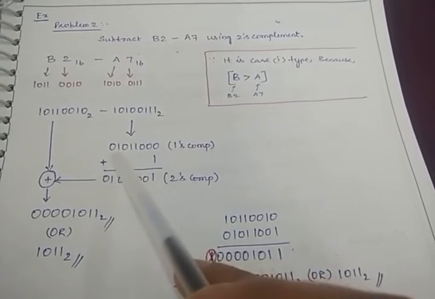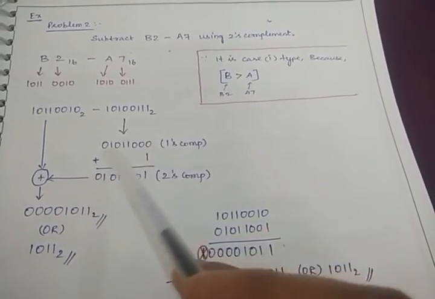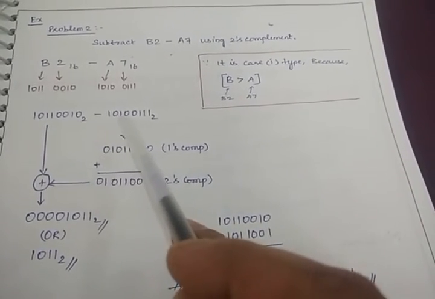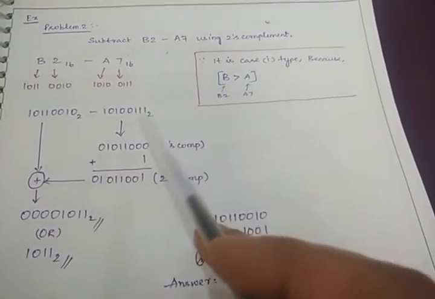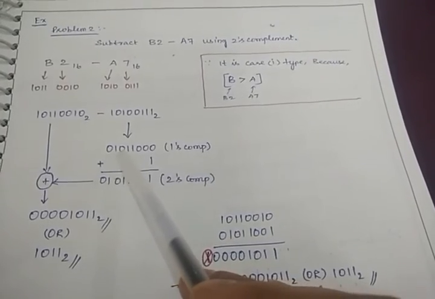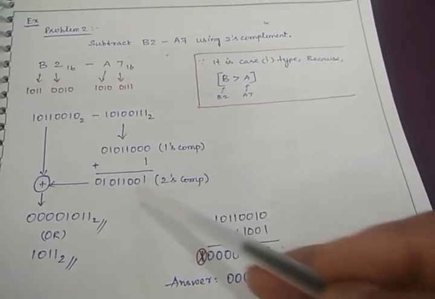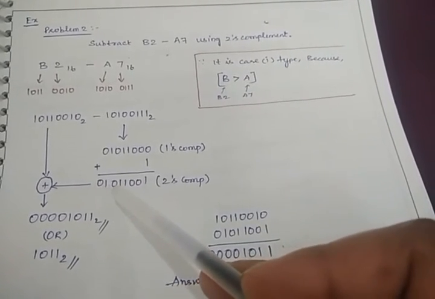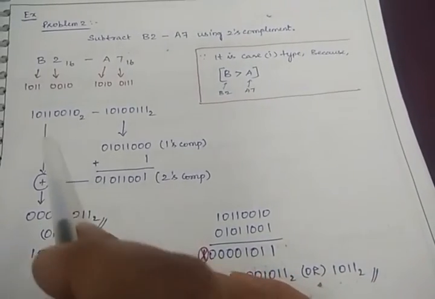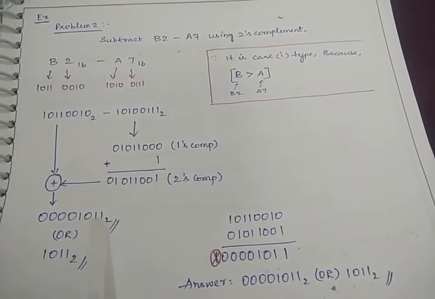So the 1's complement we can easily get. You get the 1's complement value by replacing all the 1's by 0 and 0's by 1. So 10100111 is the binary equivalent of A7, and the 1's complement value is 01011000. Add 1 to get the 2's complement value. So we got 01011001. Add this value with this, and then you get 00001011.